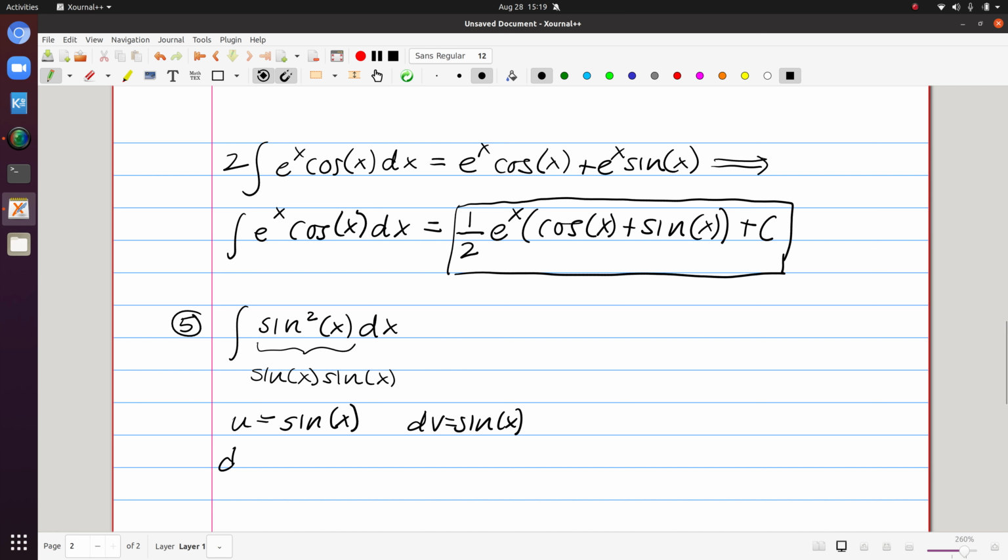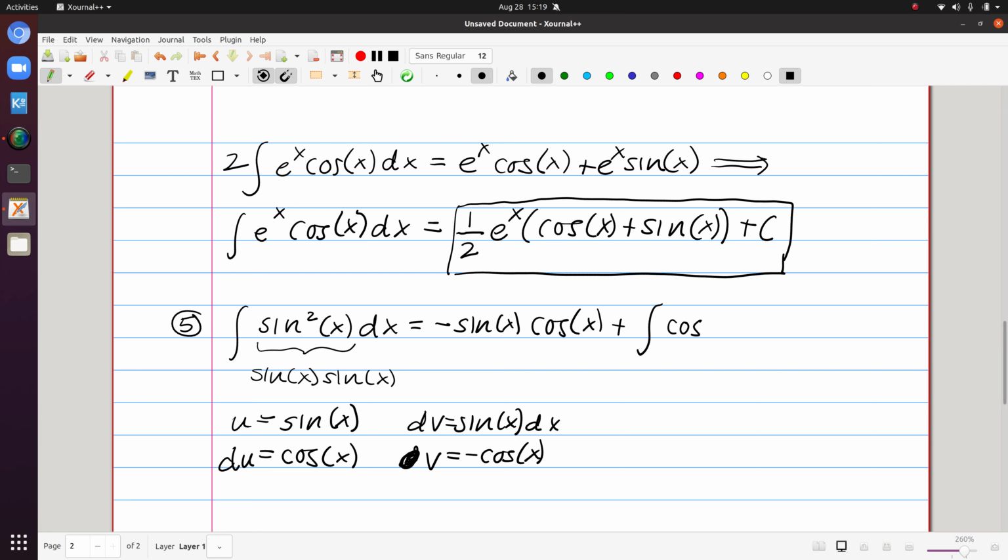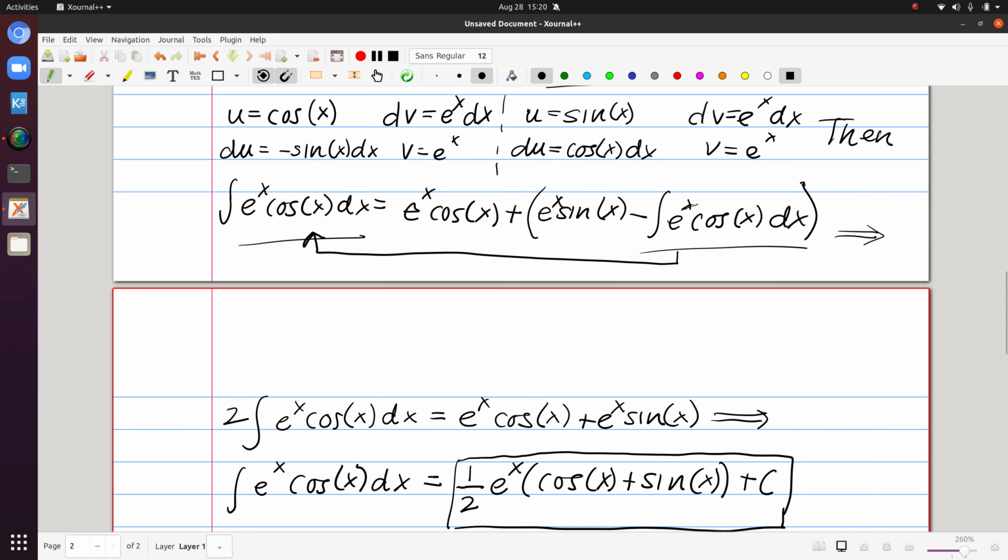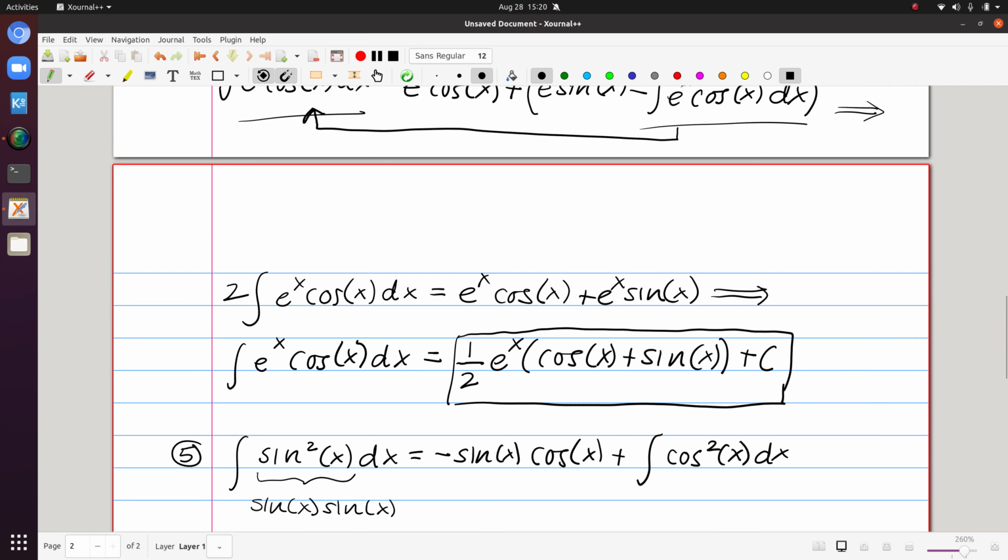So now du is positive cosine, while v is minus cosine. Rewriting then the original integral using this, we get minus sine x cosine x minus a negative, so plus the integral of cosine times cosine, so cosine squared of x. This is kind of similar to the last problem that we looked at, where I end up with this integral that is very similar to what I started with.